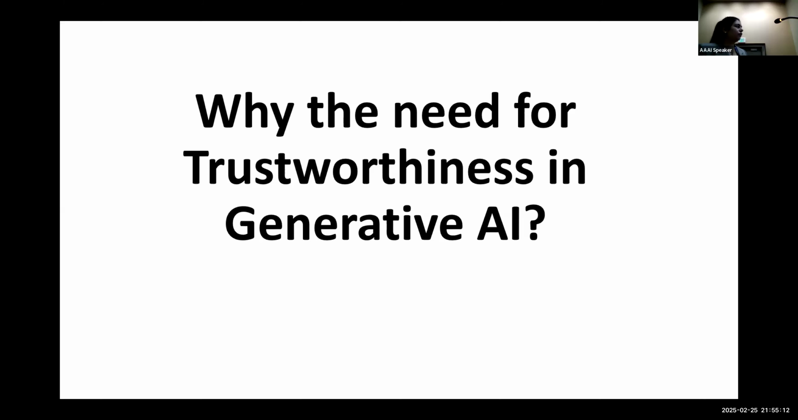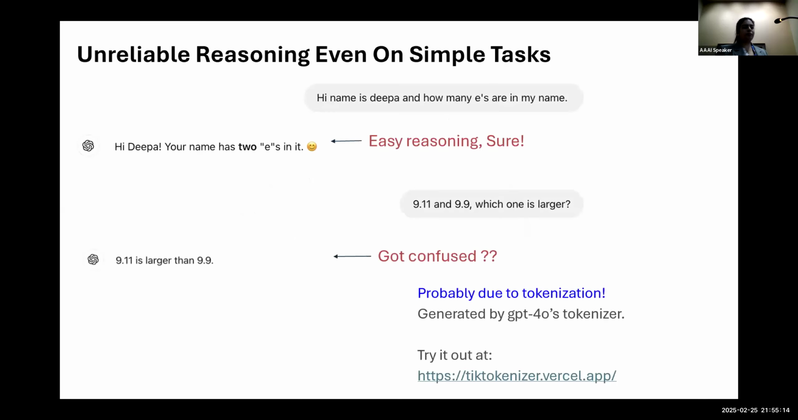But why the need for trustworthiness in generative AI? This is an example I was trying on ChatGPT when I asked, hi, my name is Deepan, how many E's are in my name? It was able to answer that you have 2 E's in your name. That was easy reasoning for sure. But when I asked a mathematical question, 9.11 and 9.9, which one is larger? It answers that 9.11 is larger than 9.9.